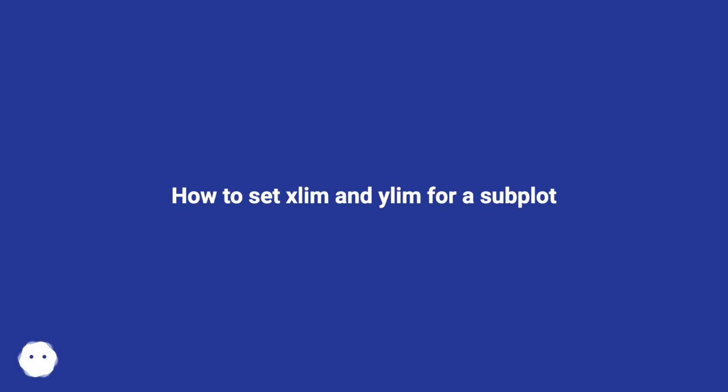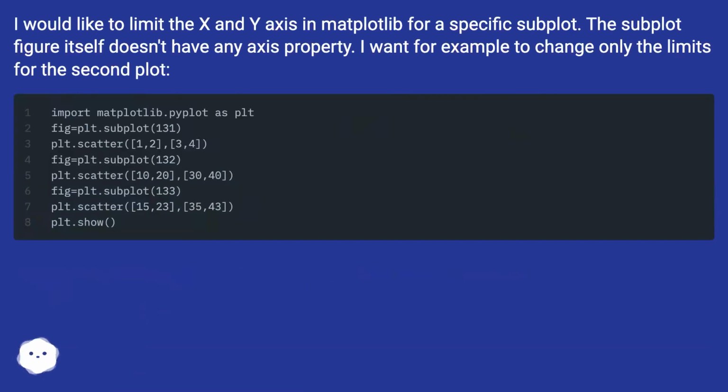How to set xlim and ylim for a subplot. I would like to limit the x and y axis in matplotlib for a specific subplot. The subplot figure itself doesn't have any axis property. I want, for example, to change only the limits for the second plot.